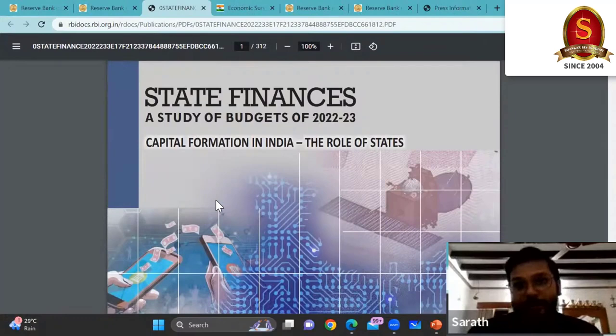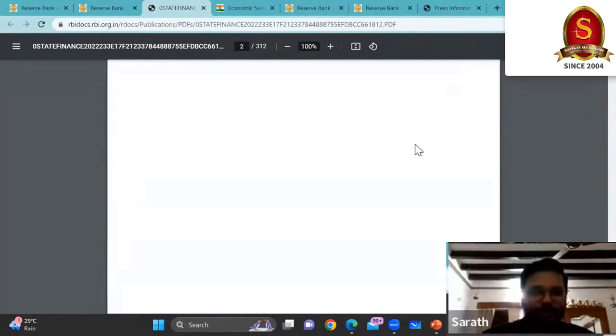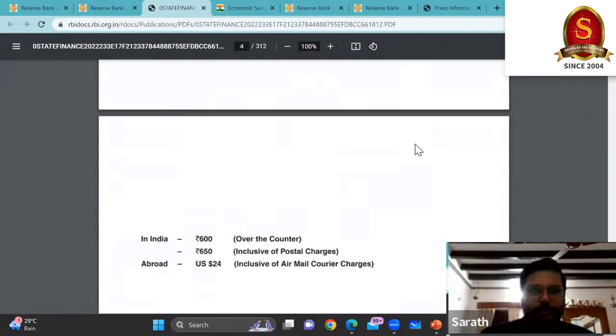Now, there is a very interesting part. Sometimes such questions are asked: what is the theme? Capital formation in India, the role of states. That is the tagline associated, but not sure UPSC will go for that. The role of capital formation.